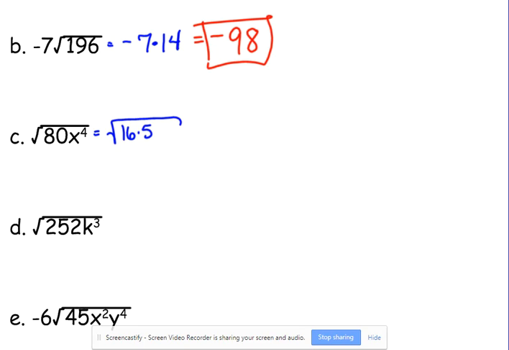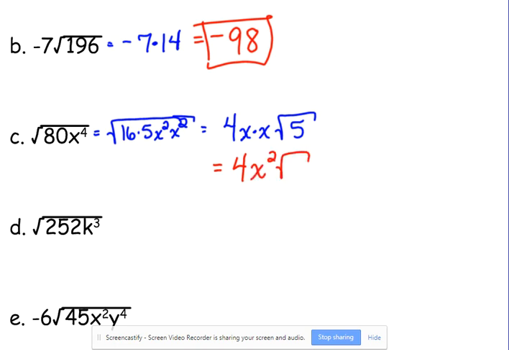I'm trying to decide how I want to write this. Okay. I'm going to write x to the 4th as x squared times x squared. Just to give you a different perspective, because this will make more sense to some people, and then the other way I'm going to explain it will make more sense to other people. All right, so the square root of 16 is 4, so that comes out. 5 is not a perfect square, so it stays under. The square root of x squared is x, and the square root of x squared is x. So this final answer is 4 times x squared, square root of 5.